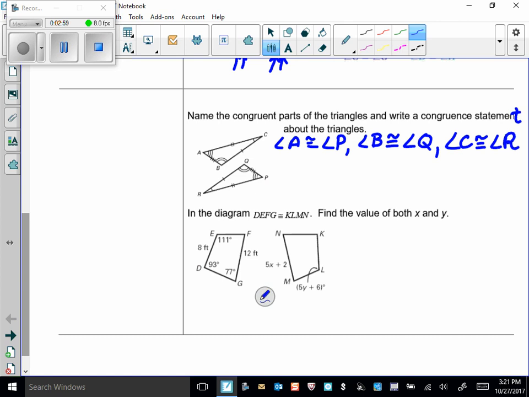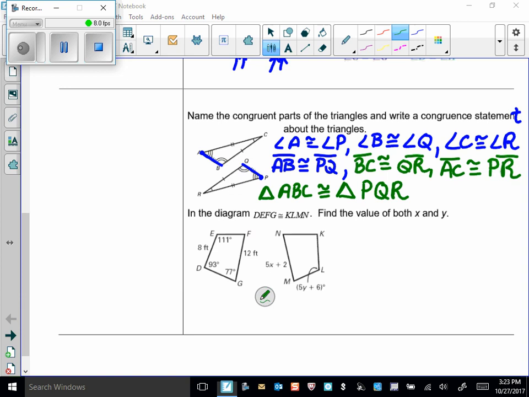Okay, how about the sides? Well, let's start with AB. I'm starting at the 3 mark angle, so I go from the 3 mark to the 2 mark angle, so I have to do the same thing here. So AB is going to be congruent to PQ. Why don't you pause right here and name the other 2 sets of corresponding sides, and then see if you can write the congruence statement about the 2 triangles.